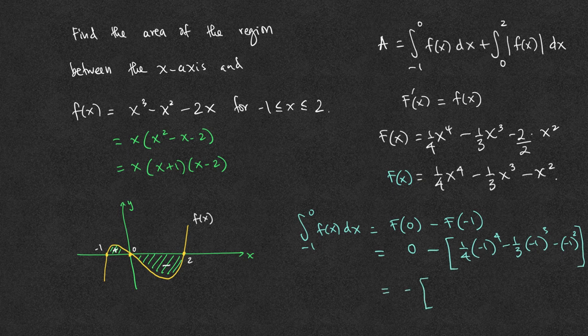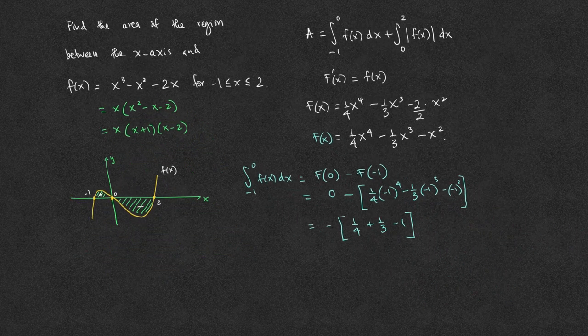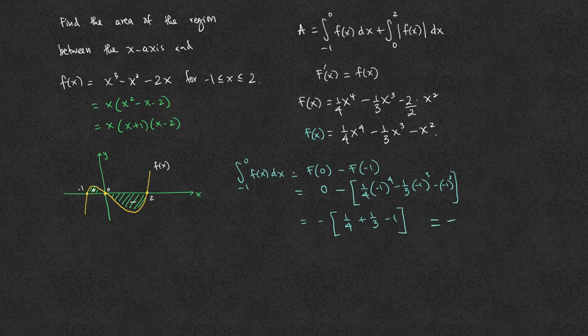This is negative. -1 to the fourth is positive, so we have 1/4. -1 cubed is negative; -1/3 times -1 is positive 1/3. -1 squared is positive 1, minus 1. And simplifying this, the first two terms are 3 plus 4 over 12, which is 7 over 12. Then minus 1. And so this is the negative of 7 over 12 minus 12 over 12, which is negative 5 over 12, which is positive 5 over 12. And so the first region has an area of 5 over 12.